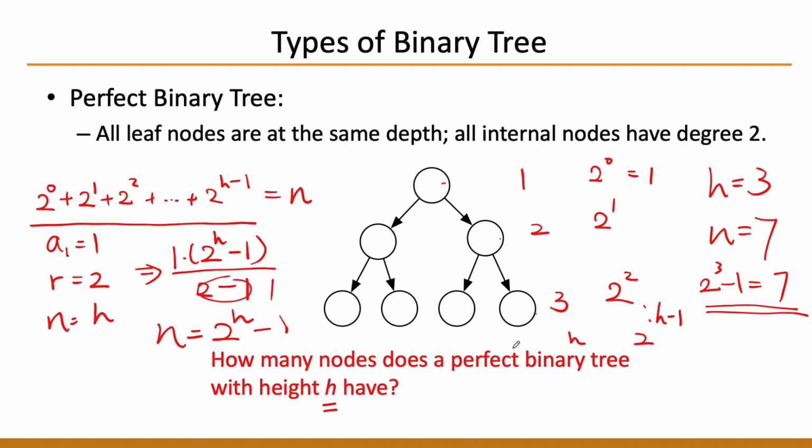Okay, so this is another application of the sum of geometric series formula. Right, so that tells you the capacity of your perfect binary tree, the most number of nodes that you can hold.